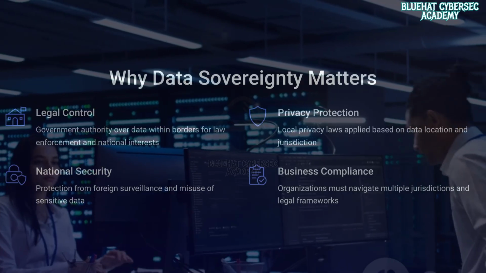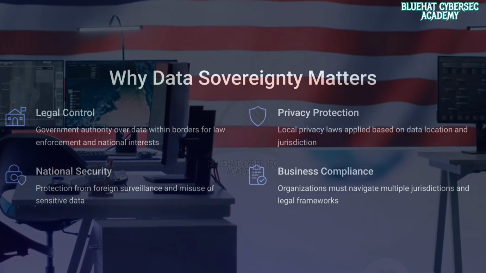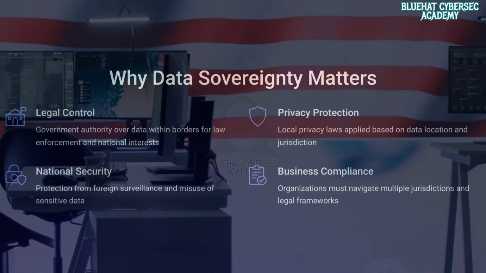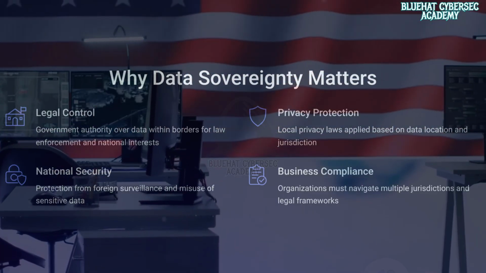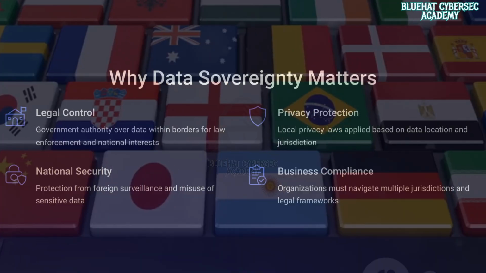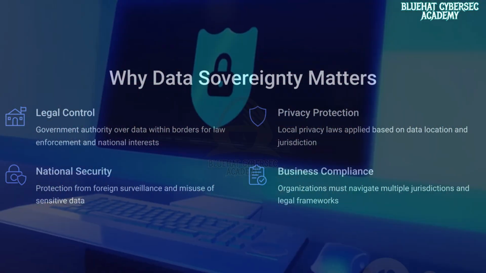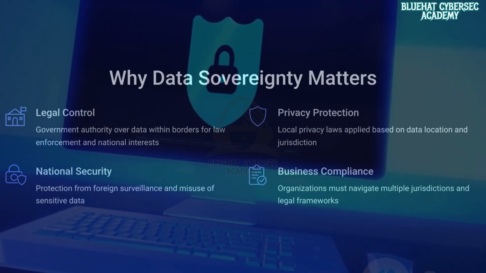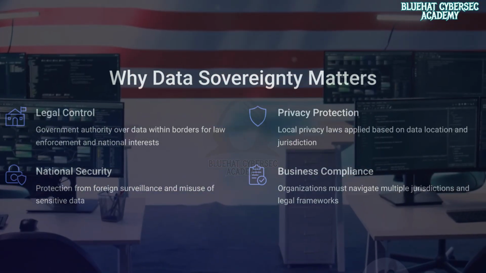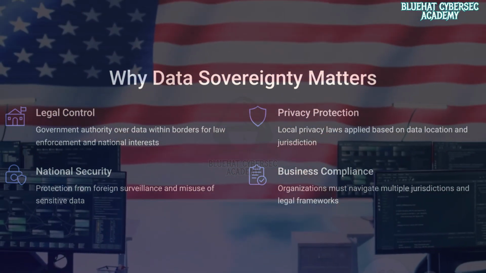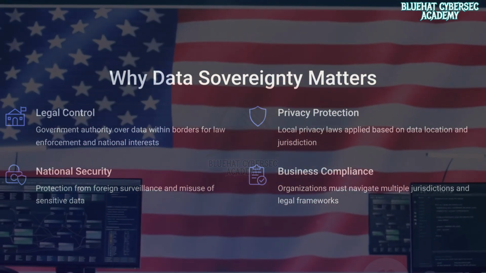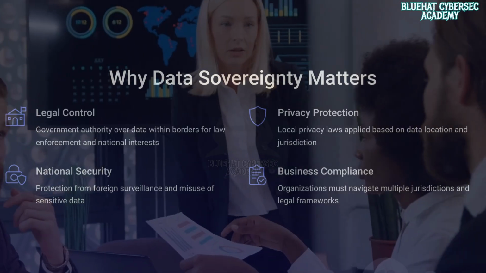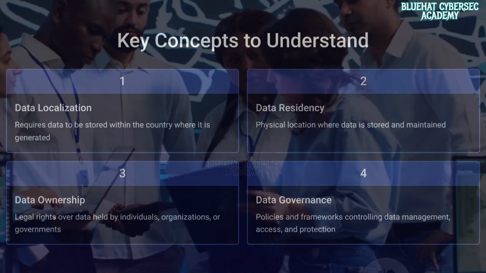First, legal control. Governments want authority over data within their borders to enforce laws, conduct investigations, and protect national interests. Second, privacy protection. Different countries have different levels of privacy protection. Data sovereignty ensures that local privacy laws are applied. Third, national security. Sensitive data stored outside a country may be vulnerable to foreign surveillance or misuse. And fourth, business compliance. Organizations must comply with multiple jurisdictions, which can affect how they store and process data.